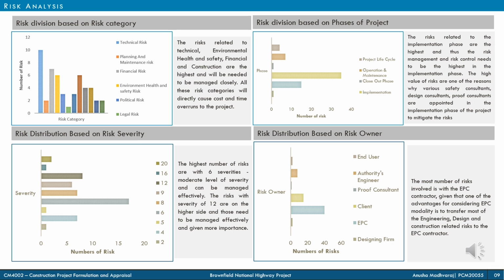Next is the risk distribution based on risk owner. It can be observed that the most number of risks involved is with the EPC contractor, and the benefit of this modality is that the client needn't bear the risk due to construction or design.